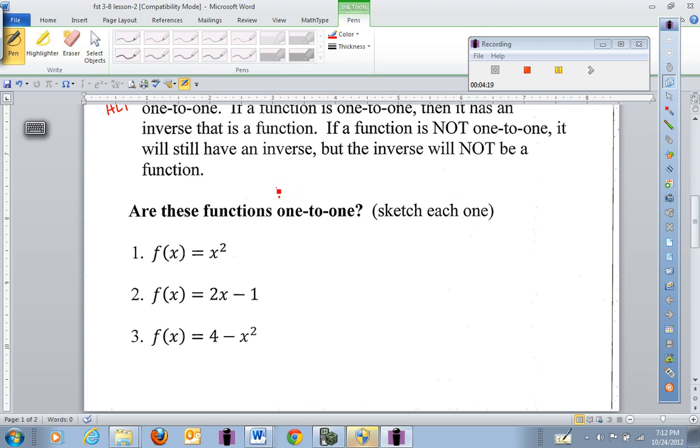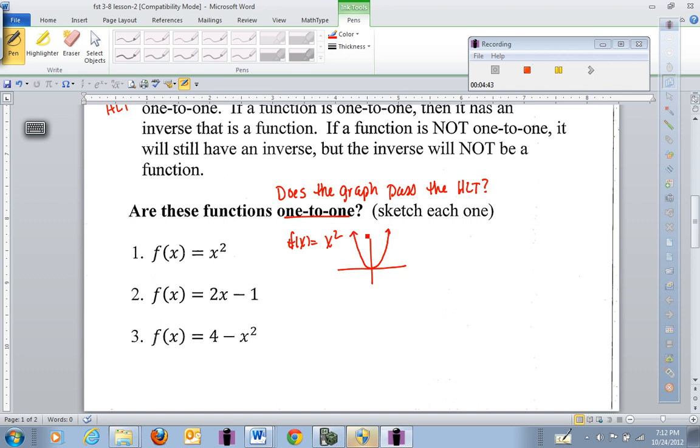In other words, we want to ask ourselves, does the graph pass the horizontal line test? That makes it one-to-one. Well, if I made a little sketch of f(x) = x squared, that is the parent graph of the parabola, isn't it? Okay, well, the parent graph of the parabola would not pass the horizontal line test. So when the question is, are these functions one-to-one, this one is a no, because it fails the horizontal line test.